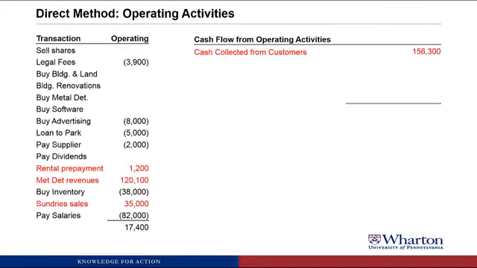Now, even though it's somewhat theoretical because companies never really report these, we're going to look at the operating activities under the direct method. So let me pull in the operating cash flow transactions. And under the direct method, all we have to do is list them. So first, I'm going to take all the cash that we collected from customers. We received cash on the rental prepayment from the Penn Antiquities Club, the revenues that came in cash from metal detector rentals, and then the $35,000 of cash from the sundry sales. You add that together and we have cash collected from customers totaling $156,300.